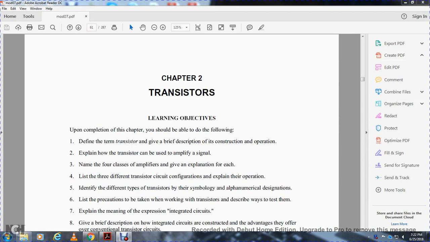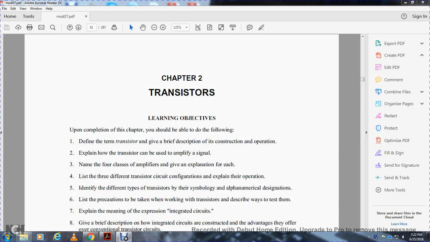Alright, Module 7, Chapter 2, Transistors. Upon completion of this chapter, you should be able to do the following. Define the term transistor, give a description of the construction and operation, explain how the transistor can be used to amplify a signal, name 4 classes of amplifiers, give an explanation for each of the 3 different transistor circuit configurations, explain their operation, identify the different types of transistors by their symbol and alphanumeric designations.